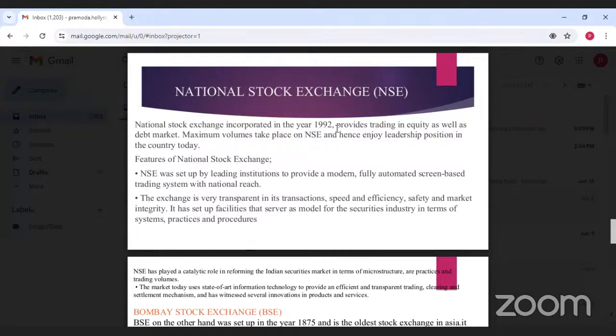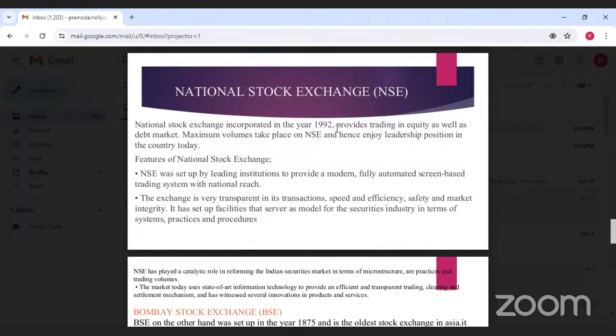And the maximum number of securities that are sold or purchased in our country are being traded on the floor of the stock exchange. Now the credit that goes to the National Stock Exchange is that it is one of the first stock exchanges established in our country with a modern setup, that is fully automated screen based.